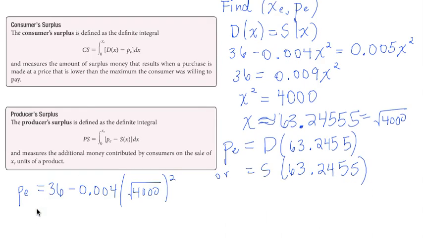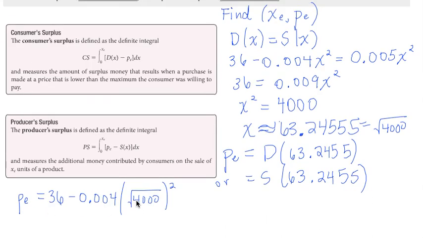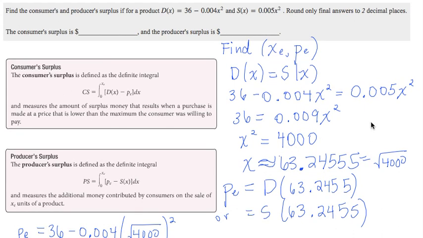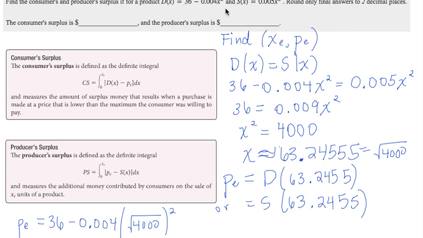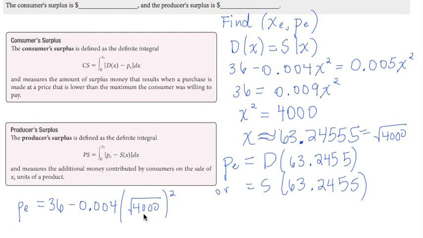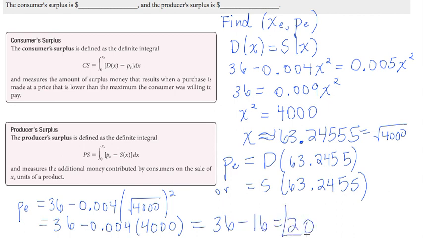So right here, I've plugged it into D, that's the demand function, which is interesting because if you just use the exact value, it's actually a lot easier because X is equal to the square root of 4,000, but then you square that. So the square root right here and the demand function and the square will cancel each other. So we'll get 36 minus 0.004 times 4,000, which is 36 minus 16, or 20. So we have an exact nice value for that one.